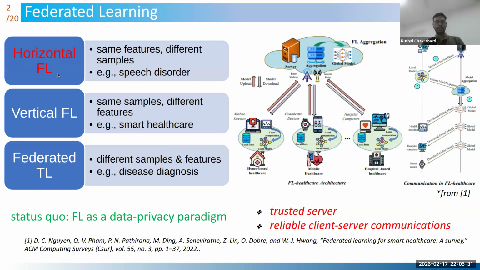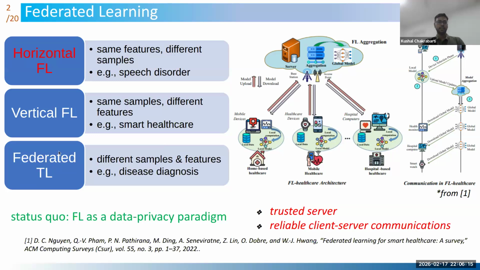Depending on the type of the dataset and the model that is being trained, there are basically three categories of the federated learning process. One is horizontal federated learning, where the dataset features across each of the agents are the same, but the training samples are different. For example, this can be applied when you are trying to get a model of speech disorder, where the features to identify the disorder could be the same across all the agents, but you have samples taken from different persons. So that is one example.